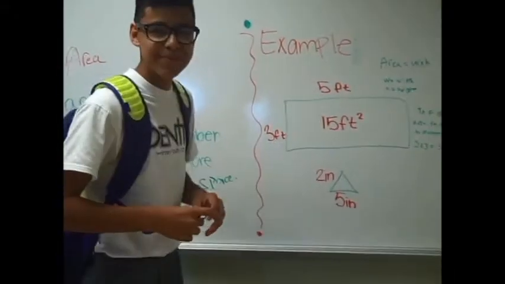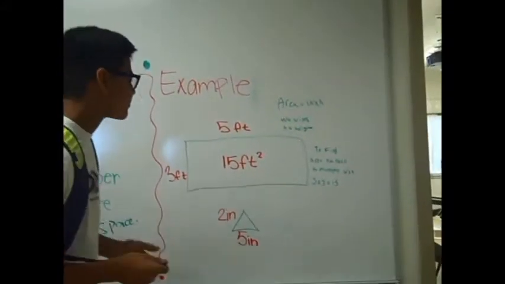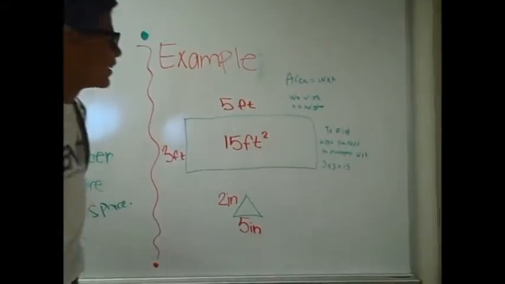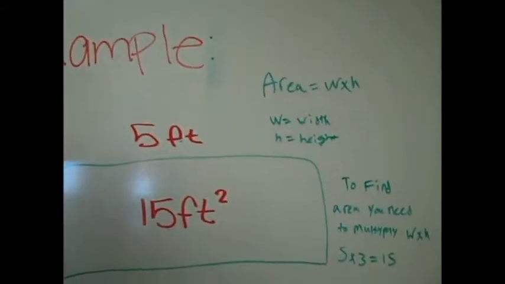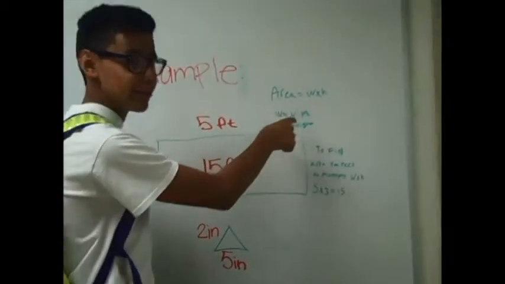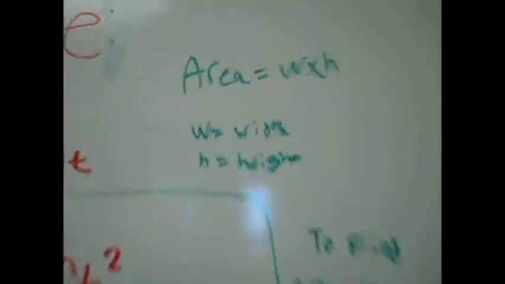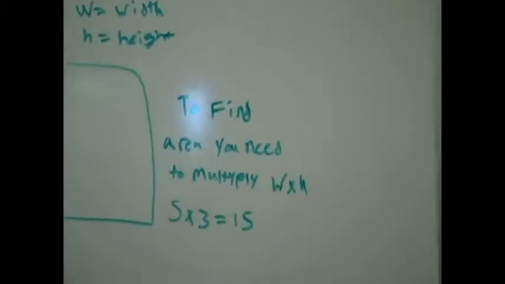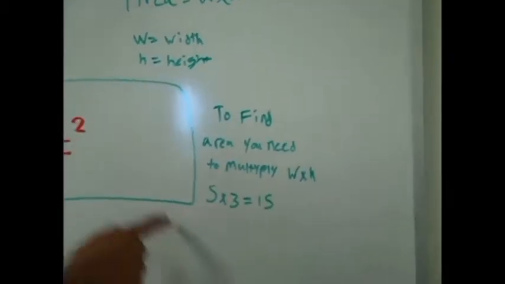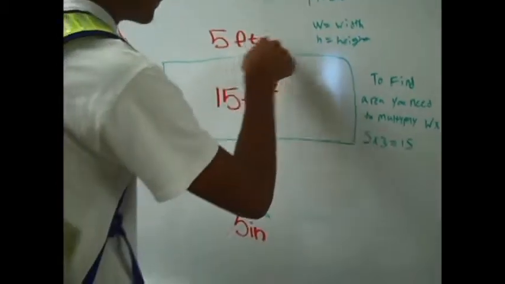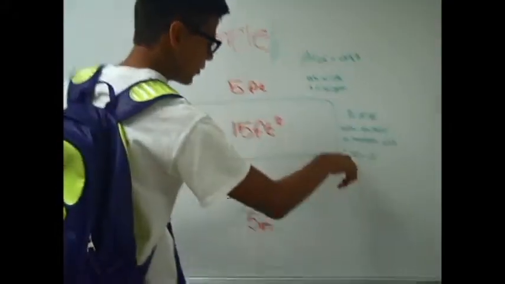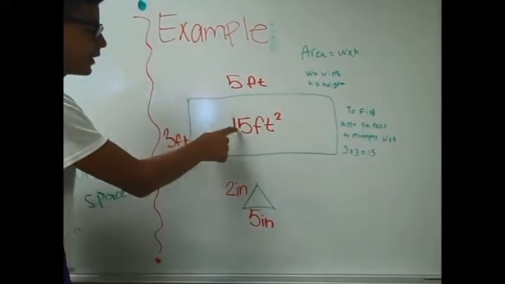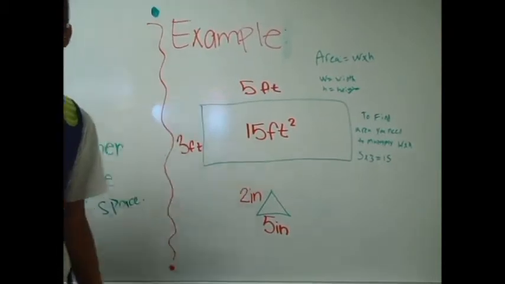Okay, an example of area: the formula for area is height times width, where W equals width, and H equals height. To find the area, you need to multiply the width times height, which is 5 as the width, and 3 as the height. So 5 times 3 is 15, and you have to square it because it's an area.